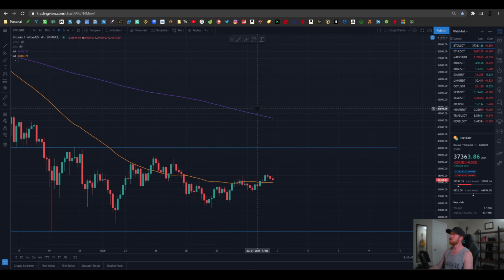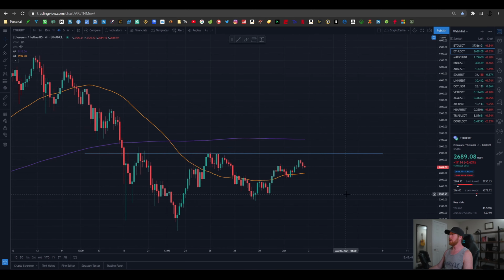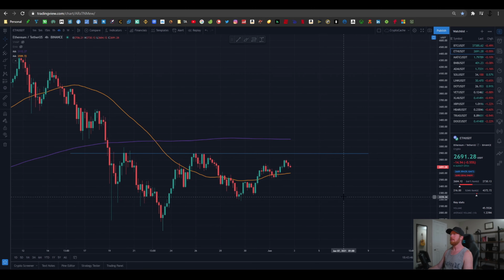And then moving on to Ethereum. Let's take a look at Ethereum. This is Ethereum right now, the 4-hour chart as well. And as you can see, there's a resistance line of about 3,100 for the 200-day moving average, as well as 2,900 for a current support and resistance level. Obviously it's a resistance, but it was previously a support.